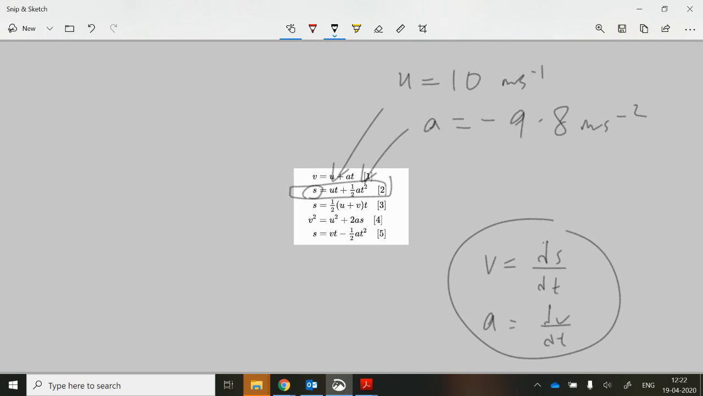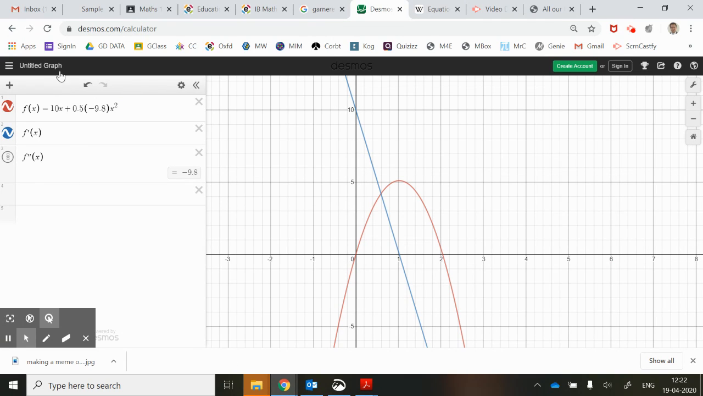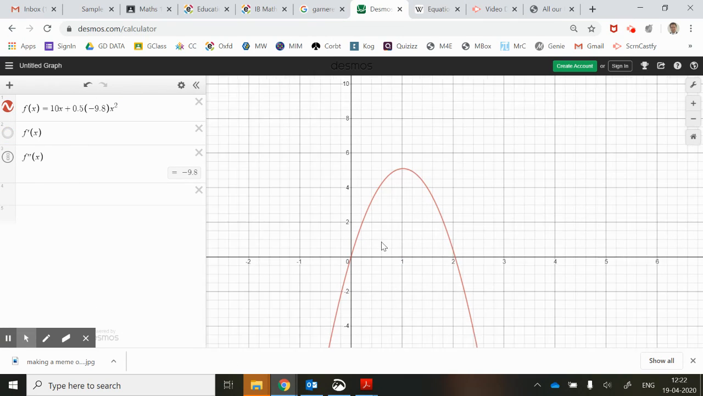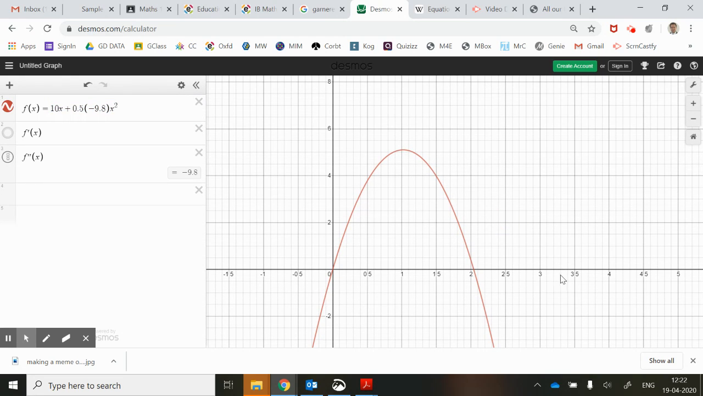Right, now I've set this one up in Desmos, and here we go. If we have a quick look at this, there's our graph here. And you can see I've put in that it's been thrown up with a speed or velocity of 10 meters per second. I've put in our acceleration of minus 9.8. And this was just one of those SUVAT formulas here. So there is our graph. This x-axis is in fact time. So we can see that at just after 2 seconds, this projectile is back down to Earth in this example.